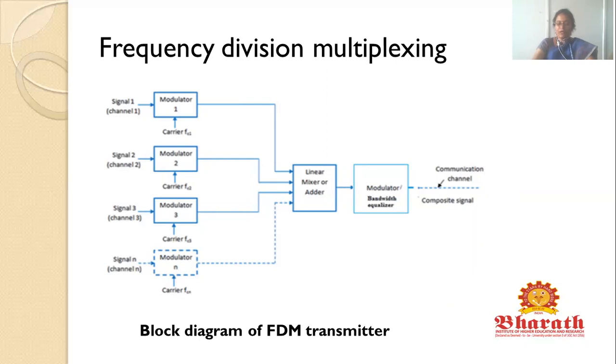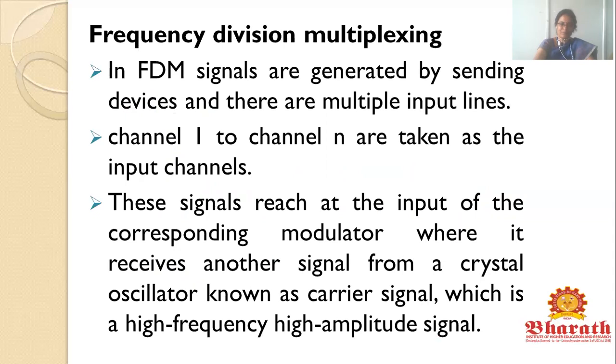So each of the modulators produces the corresponding modulated signal at its output. All the outputs of the modulators are given to an adder or mixer circuit. From there, it is given to a modulator for further shift of the total bandwidth. Finally, this higher frequency signal will be transmitted over the channel. So this is about the frequency division multiplexing transmitter.